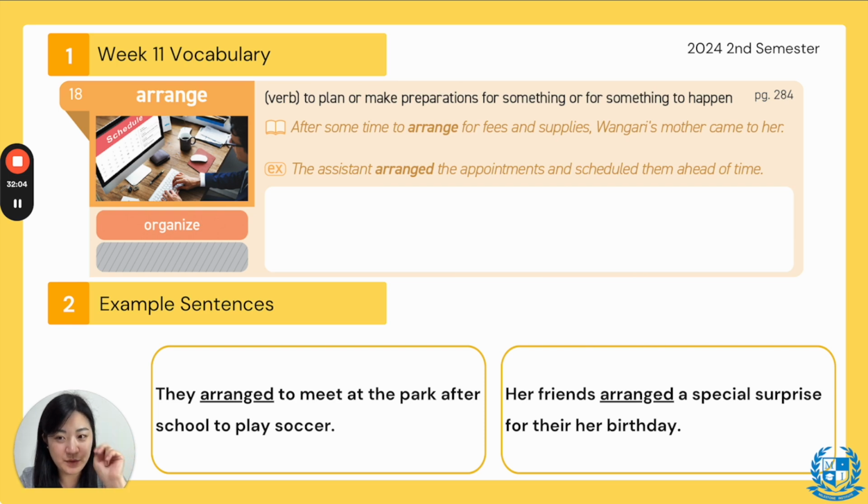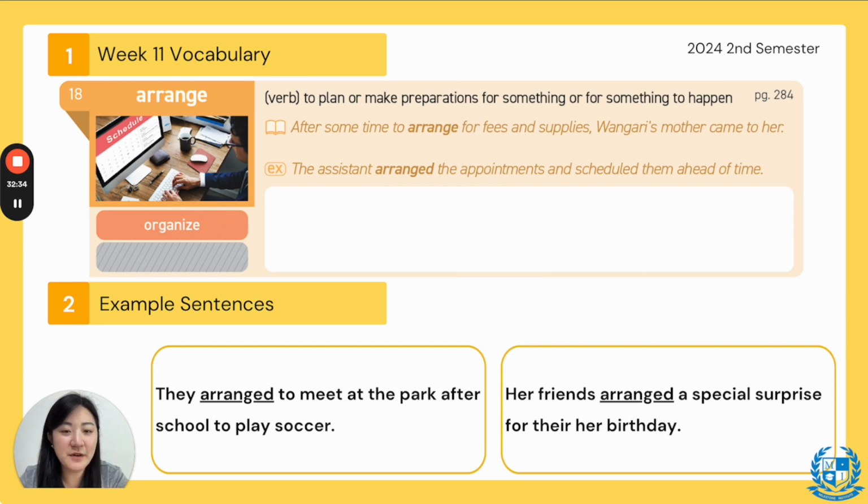1, 2, 3. The assistant arranged the appointments and scheduled them ahead of time. So she made the appointments. She planned them ahead of time, before. Let's look here. It says they arranged to meet at the park after school to play soccer. So they're like, hey, Kimberly, let's go to the park. Okay, what time do you want to go? Let's go after school. Okay, to do what? Play soccer. You're arranging your plan. You're making your plan.